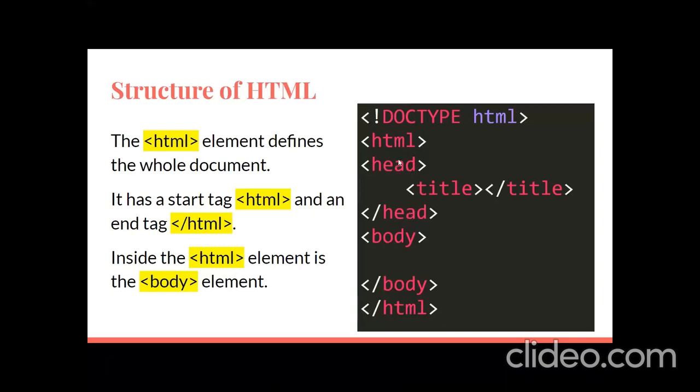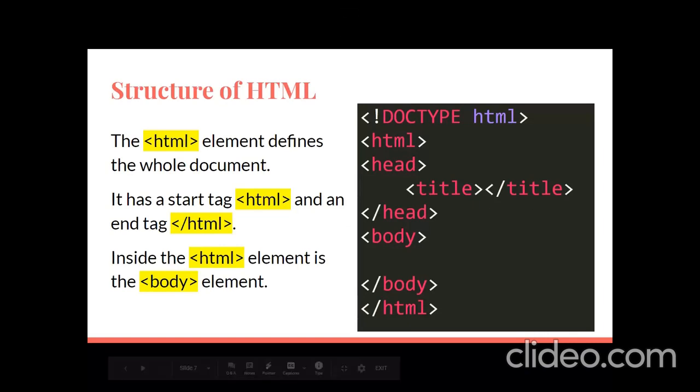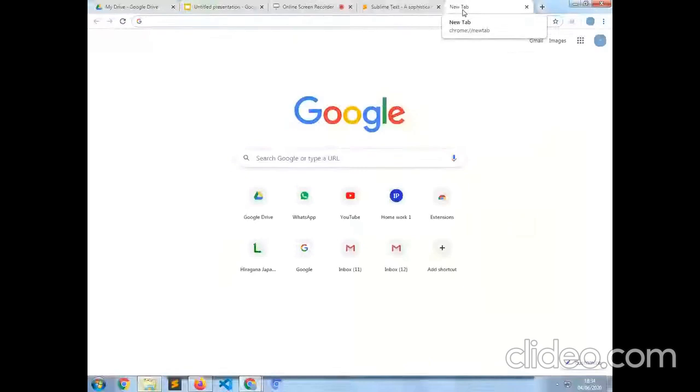This head section, or head element, has one element which is known as title. The head element has all the metadata. What is metadata? Metadata is not displayed on the main screen. It will be only for reference, and this title will be on the tab. For example, see a new tab here. This is a title element. This is what a title element does. It names the tab.